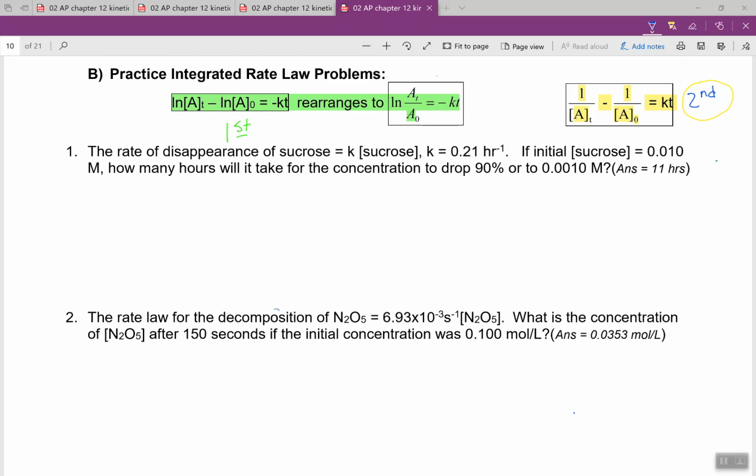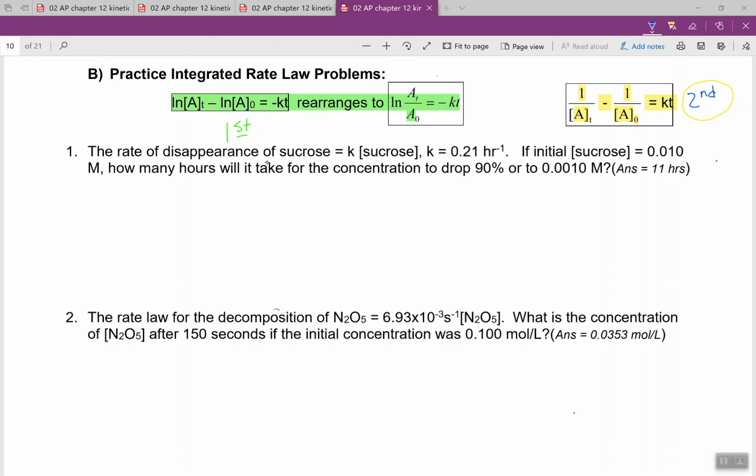Let's look at solving integrated rate law problems. We have two types. The first type, marked in green, are first-order problems. The green equations are the same equation, they've just been rearranged. The second type are second-order reactions, which is shown by the yellow equation here.